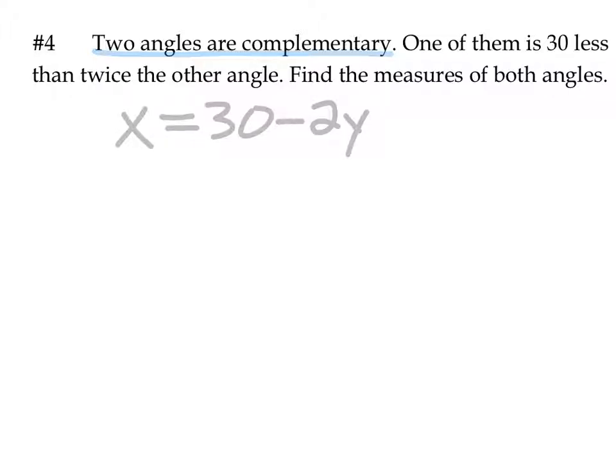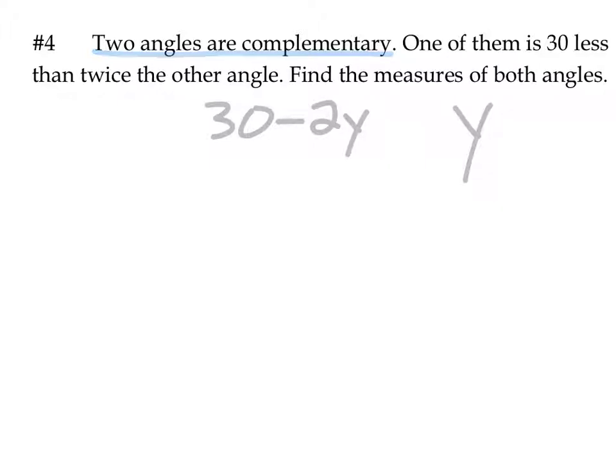We could have two different variables in this, but that's not going to work a whole lot. We don't want to write it with two different variables. So we know that one of the angles is 30 minus 2y. The other angle is just y. There's our two angles, right? One of them is y. Pick whichever one you want. And the other one is 30 less than twice it. So 2 times y, right?